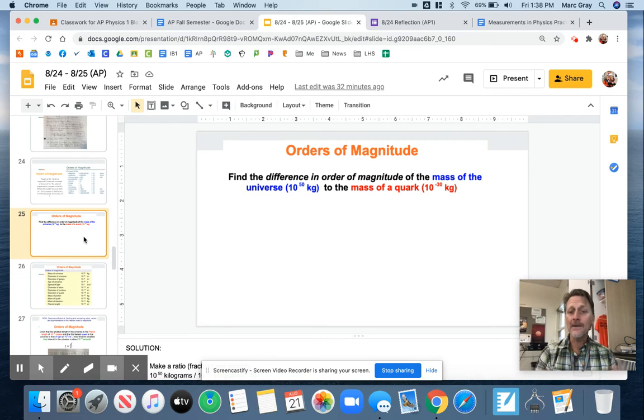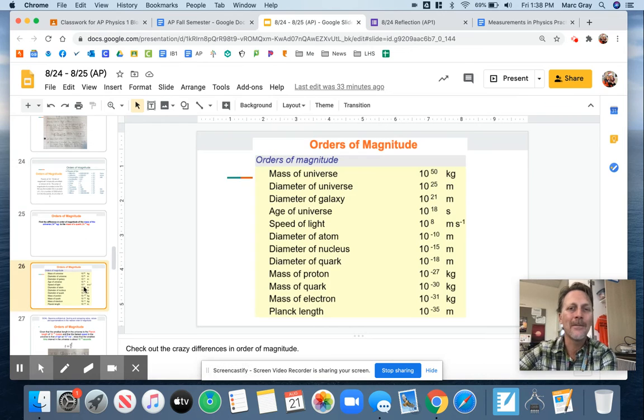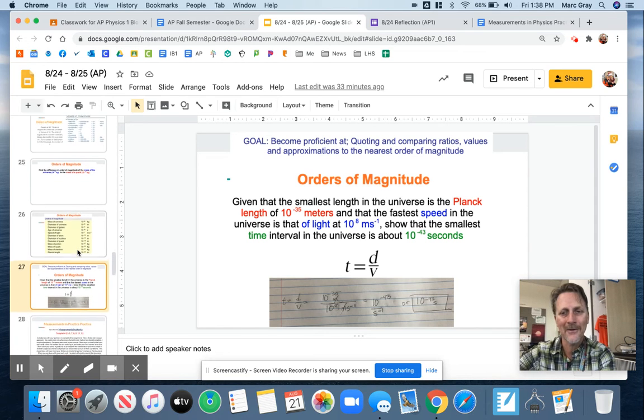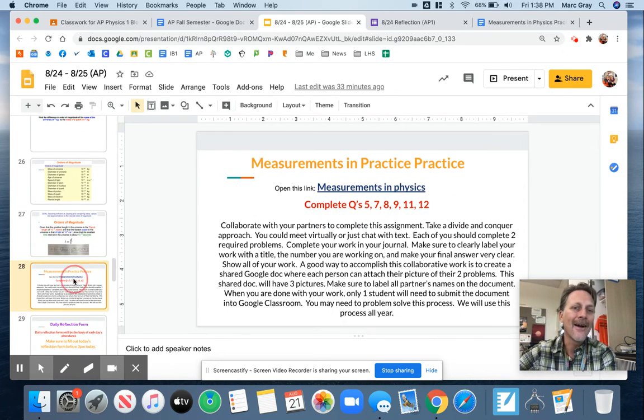Okay, so the difference between those is an order of magnitude difference of 80 orders of magnitude. Just to show you how broad the scope of the universe is, we've got a bunch of different values here to show what the order of size is for different things in the universe. And another quick question to see if you understand how to do these questions related to order of magnitude. Okay. All right.